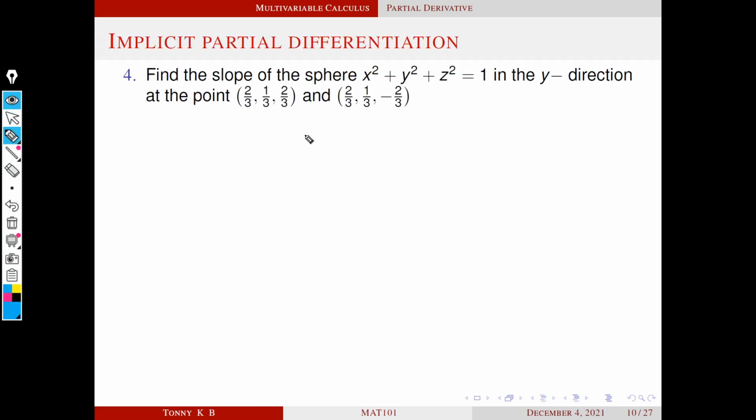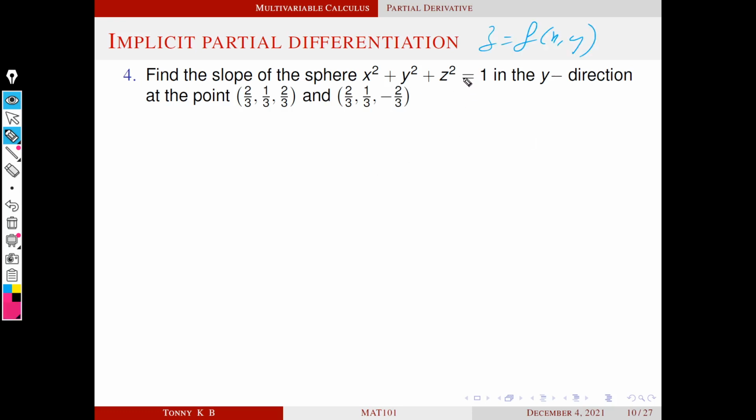Okay, consider another problem. Find the slope of the sphere x square plus y square plus z square equal to 1 in y direction at the point this and this. Okay, these 2 points belong to this sphere. And it is clear that we have to find the partial derivative with respect to y. That is clear.